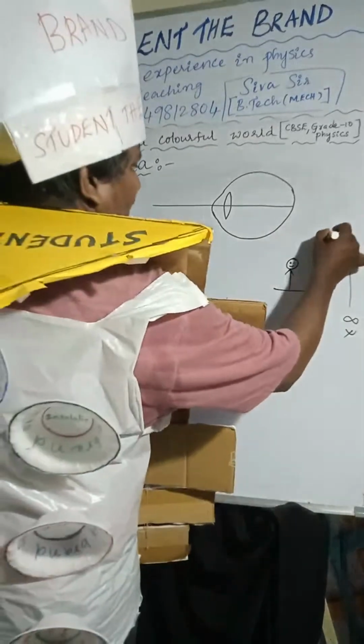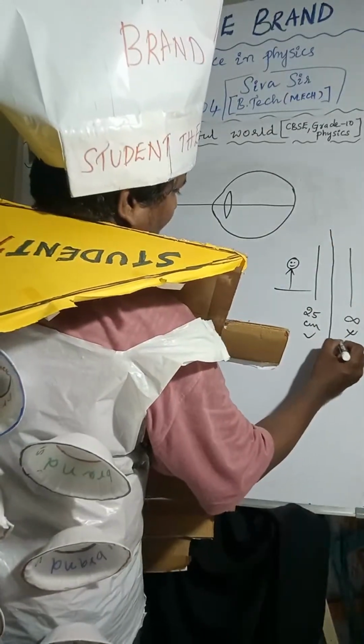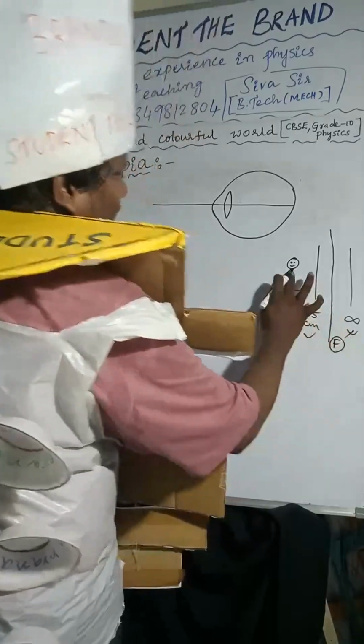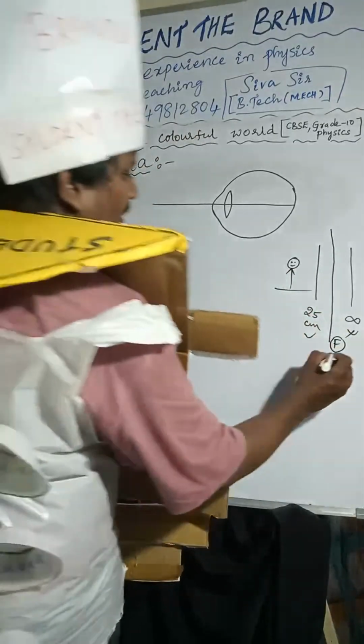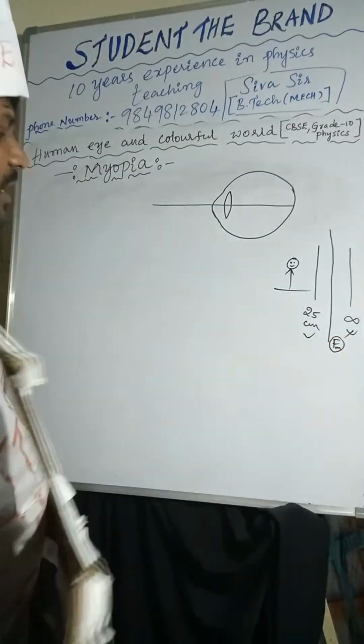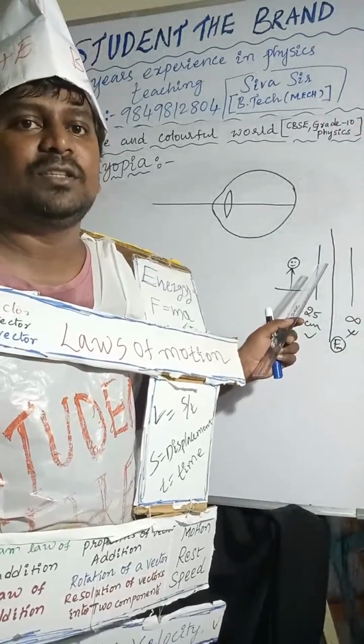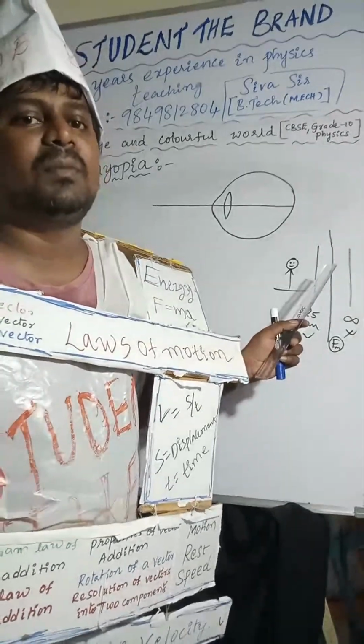In this region, somewhere, I'm taking the far point. Far point of myopic person, FM. So this is a logic to draw the diagram. This is the best way we can remember how to draw the diagram.